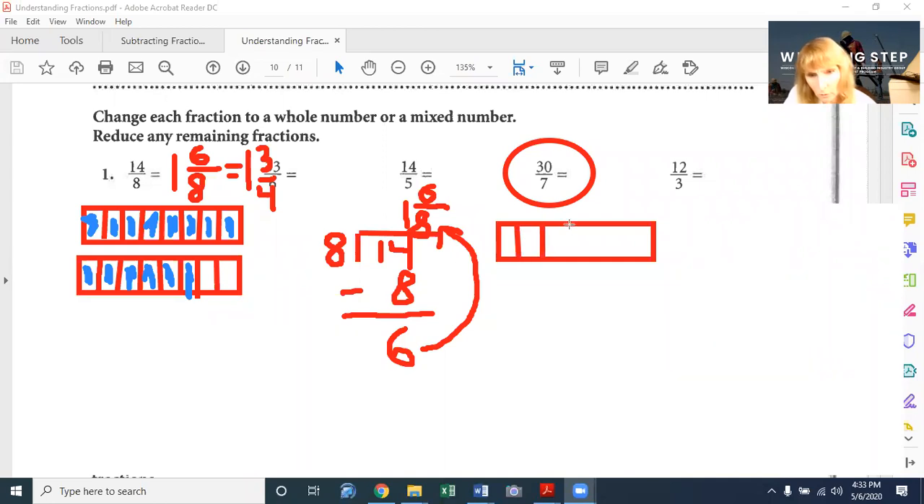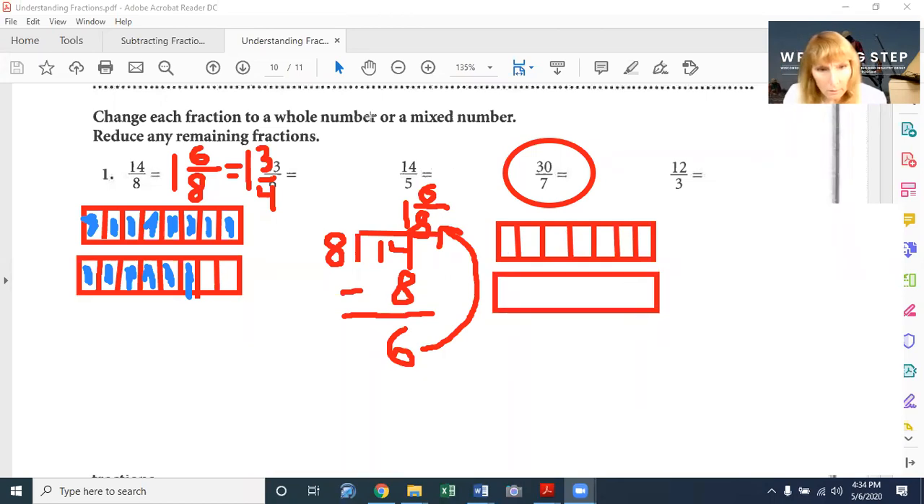1, 2, 3, 4, 5. I think I need more. 1, 2, 3, 4, 5, 6, 7. Okay, there's our 7 pieces. And we need to color in 30 of them. Well, you can already tell I'm going to need a whole nother pizza, right? I wish I could just copy and paste, but I can't. So we're going to draw another whole pizza here, like this. And we're going to get 1, 2, 3, 4, 5, 6, 7 with the 2.